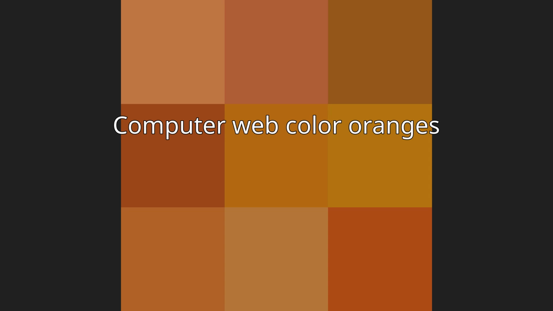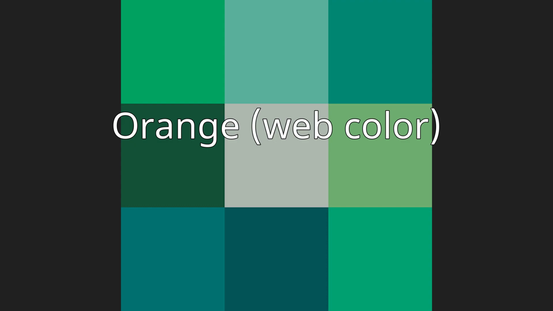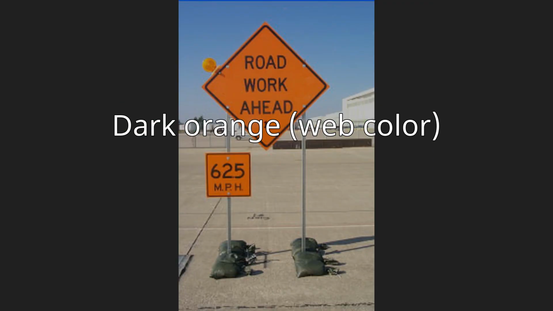Computer web color oranges. Orange web color. The web color called orange is defined in CSS as the hex triplet FF5500. Dark orange web color. There is a web color called dark orange.